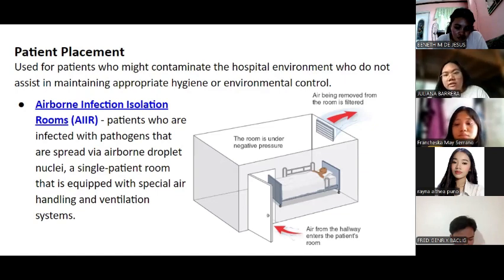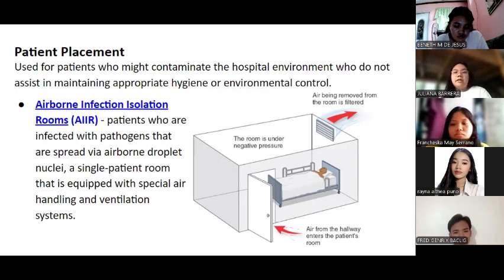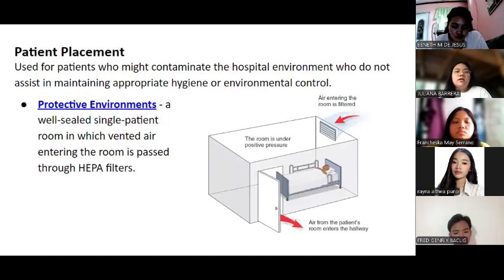So kita naman sa image on the right how the AIIR works. So basically, yung air from the room cannot enter corridors without passing through HEPA filters. So yung air from the corridor can enter the room, pero yung palabas na air dapat mag-pass through muna the HEPA filters before mag-circulate ulit yung air. Next.